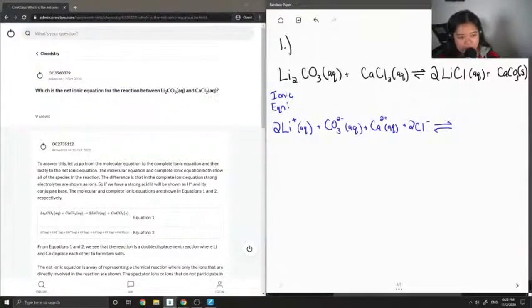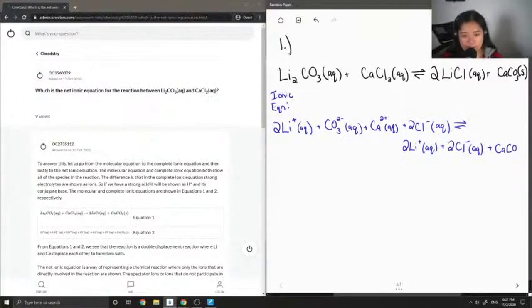I'm going to draw the rest on the second line so that there's more room. Okay, so we have 2 lithium plus, just want to make sure I label these all correctly, plus 2 chlorine minus. And the only one that doesn't separate into its ions is the solid calcium carbonate, so I'm just going to keep this as CaCO3(s).